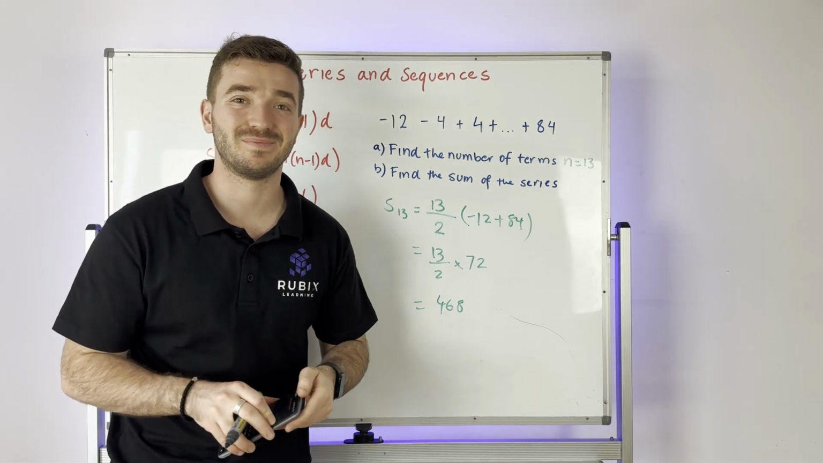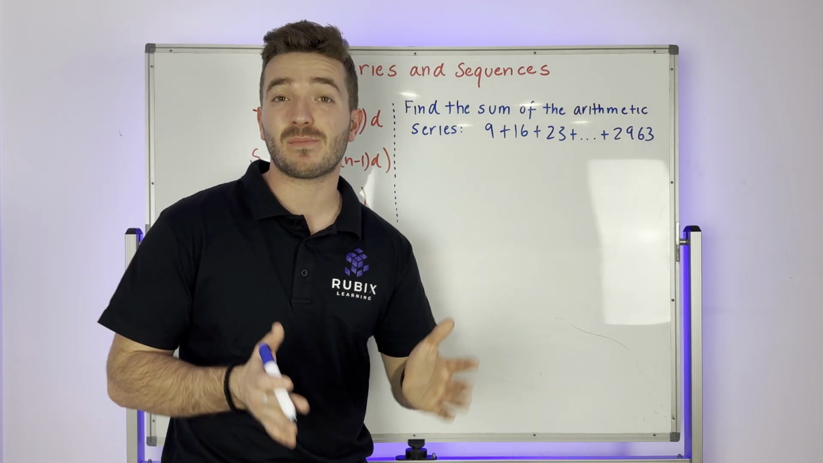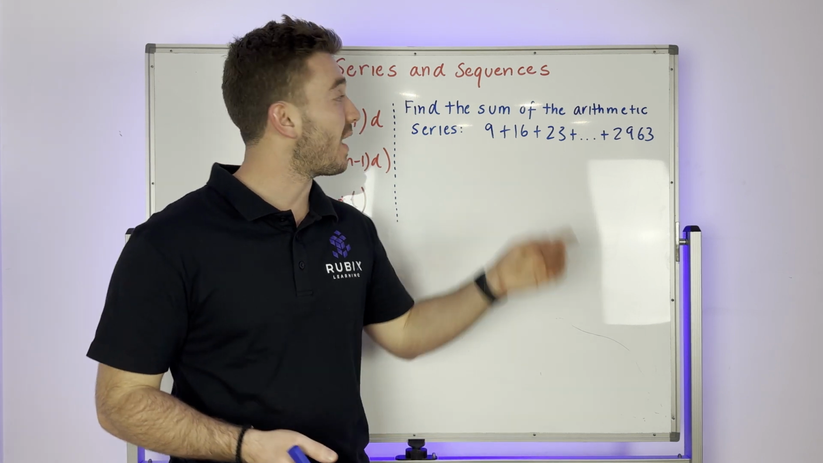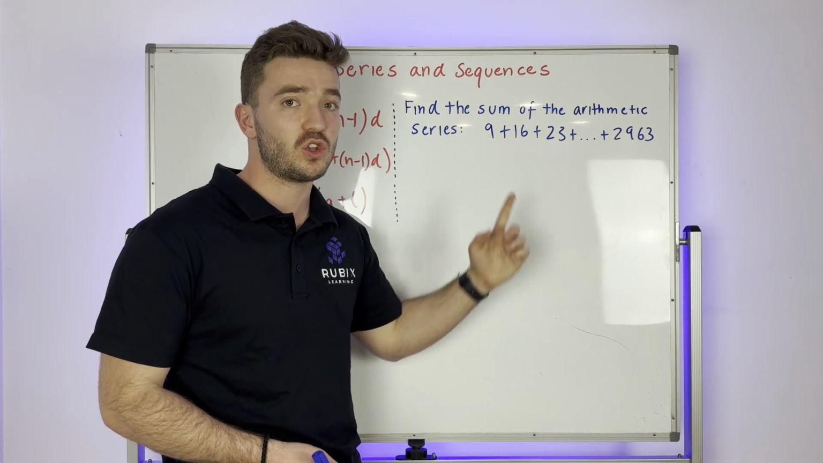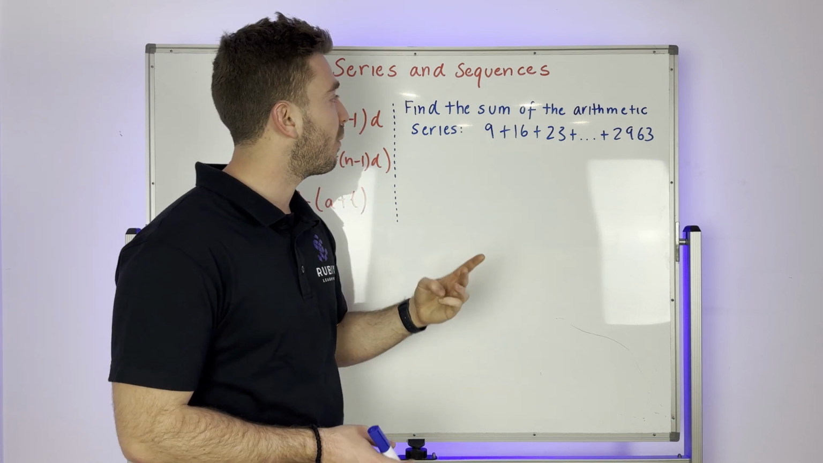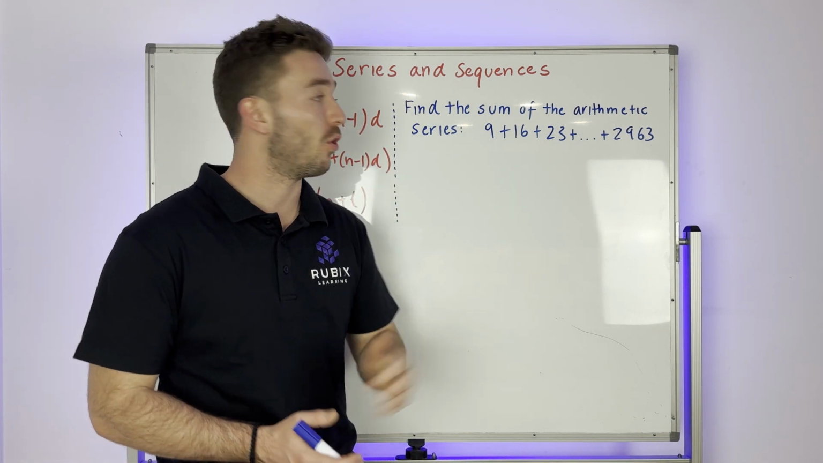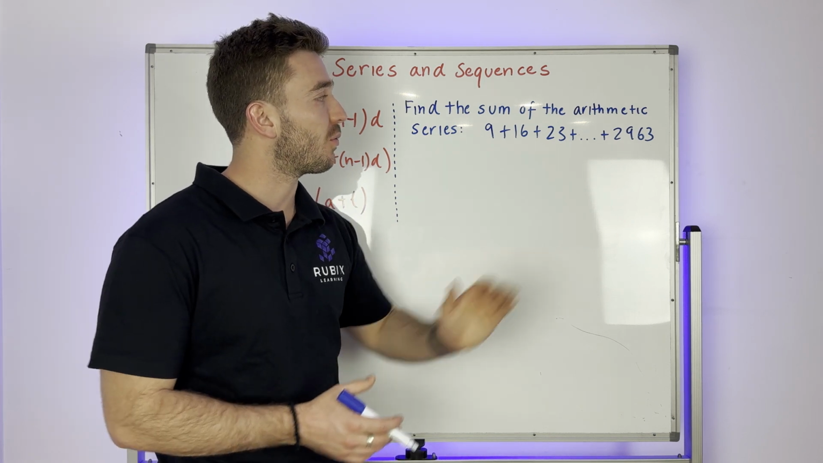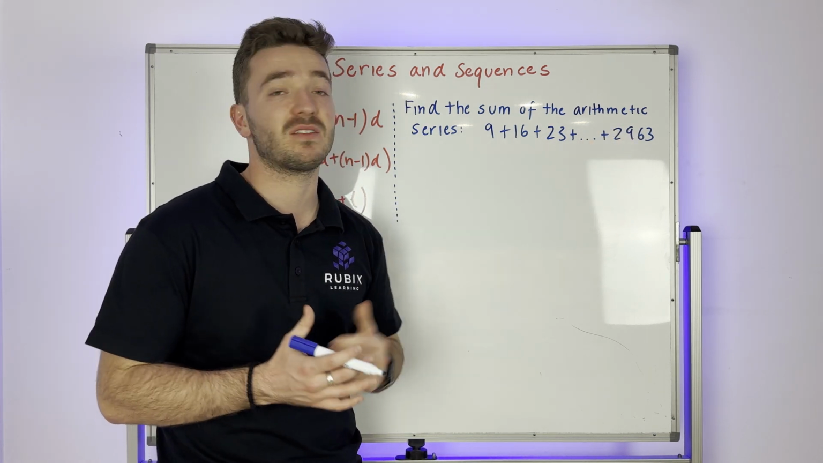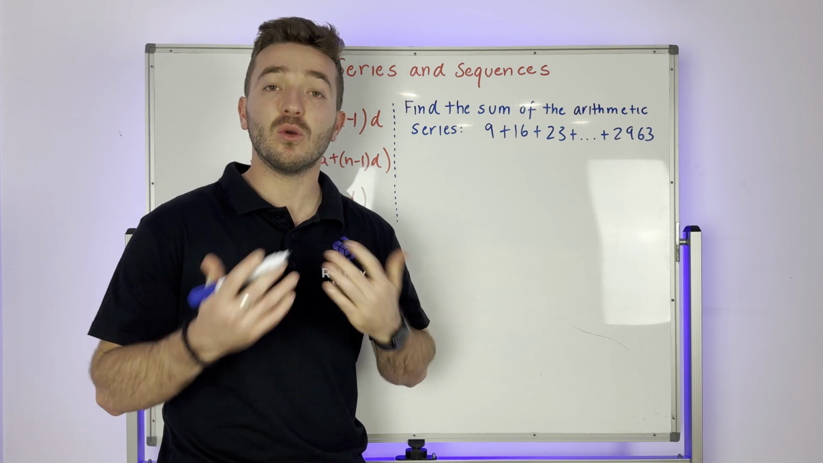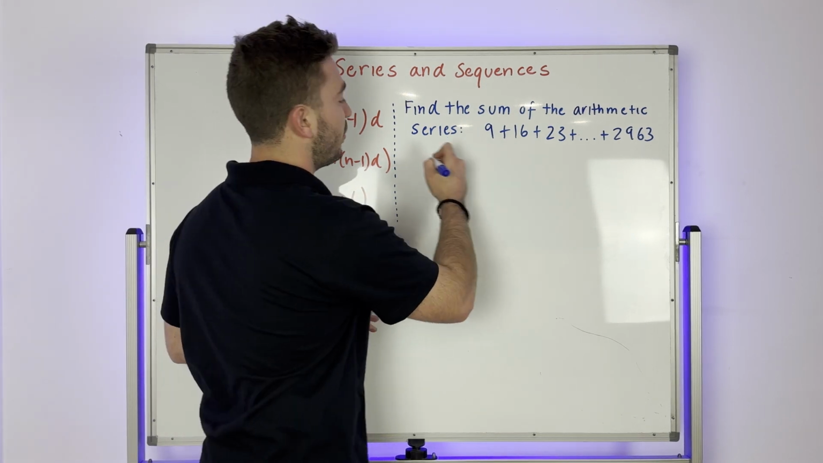Now that we've learned all the formulas and done some practice questions, let's finish off with a Year 12 HSC Trials question. This was worth 3 marks in a trial paper. We're asked to find the sum of the following arithmetic series. So 9 plus 16 plus 23, all the way up to 2,963. In order to find the sum of this series, we're going to use the formula.